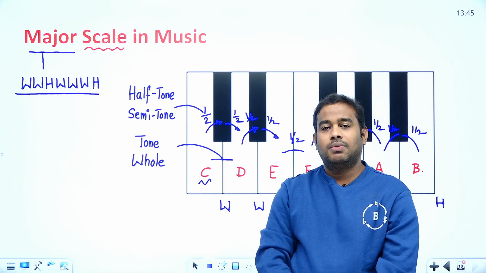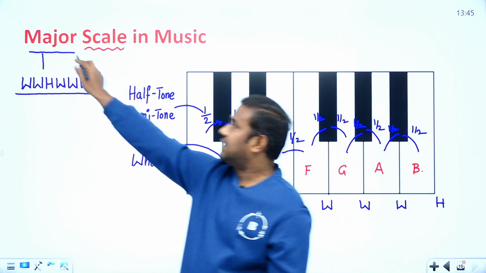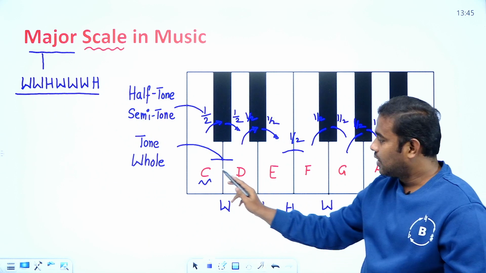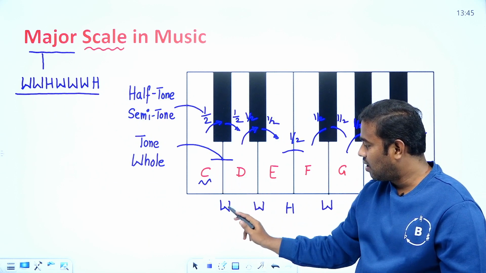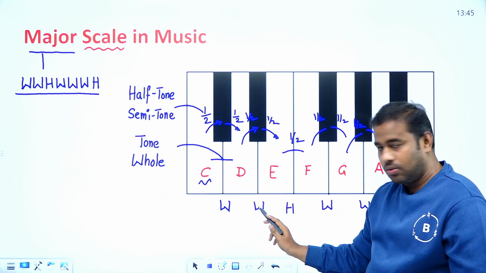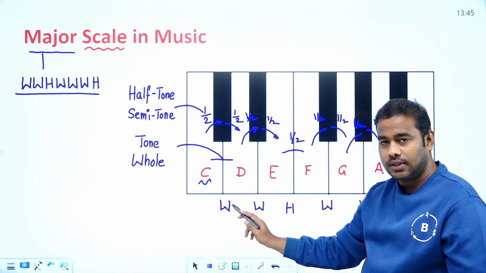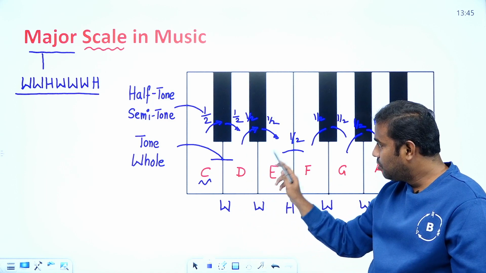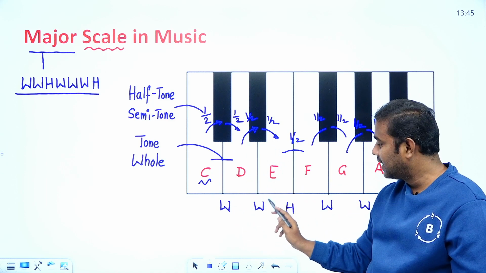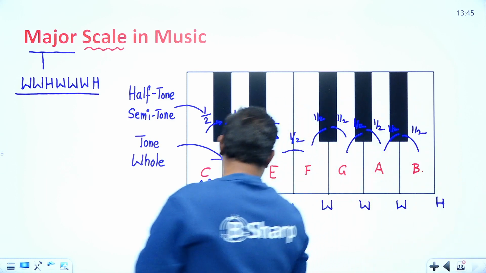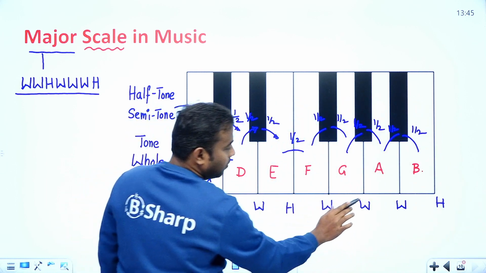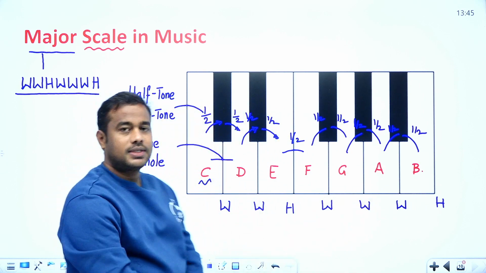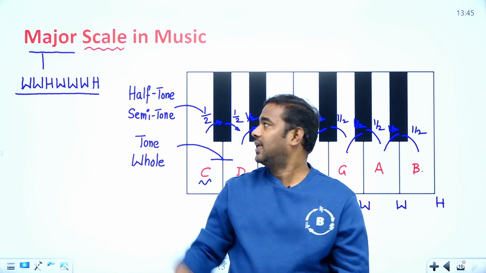At this juncture, what you have to understand is that the major scale represents the musical tonal difference. The tonal difference between C and D is a complete whole. Two halves are called a single whole. D and E, two halves make a single tone, so that is called a whole. Likewise, whole, whole, half, whole, whole, whole, half. If we take this scale into consideration, that is called a major scale.